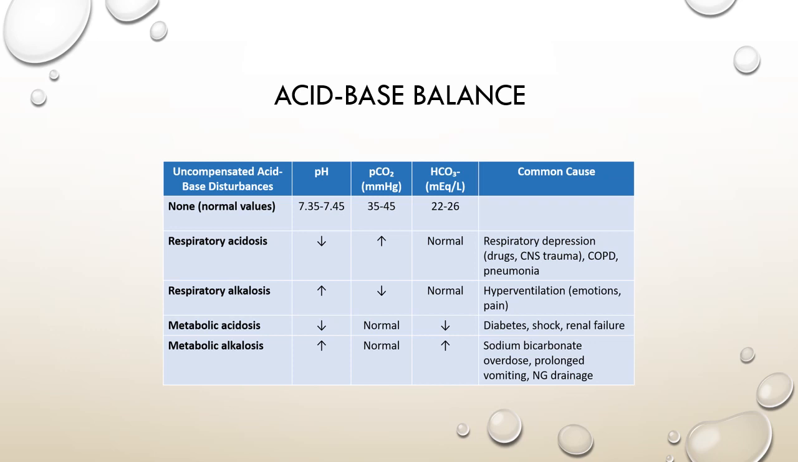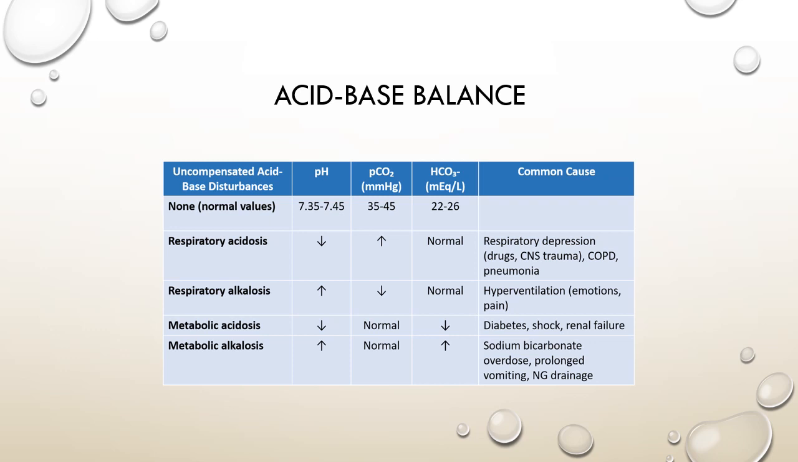If the CO2 is normal and we look at the bicarb, bicarb is an alkaline. So when there's less bicarb, there's more acid, and so bicarb moves in the same direction as the pH. If respiratory is opposite and metabolic is equal, you can remember the mnemonic ROME, R-O-M-E: respiratory opposite, metabolic equal. So if the pH is low and the bicarb is low, then we have metabolic acidosis. And if the pH is high and the bicarb is high, then we have metabolic alkalosis.